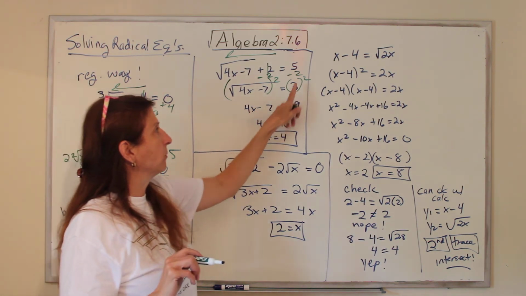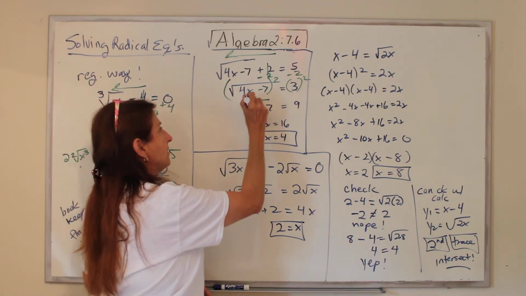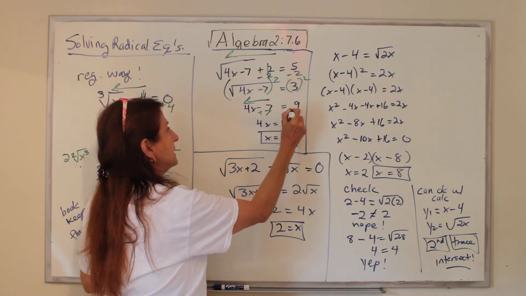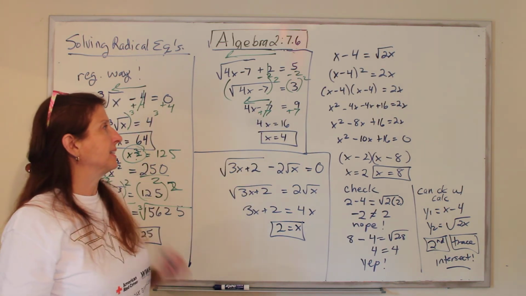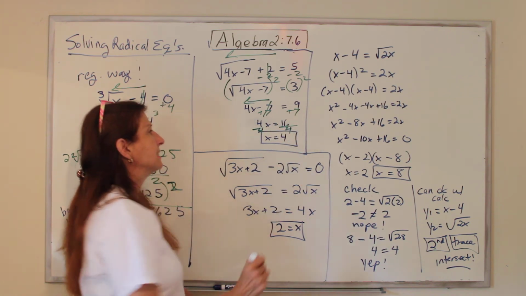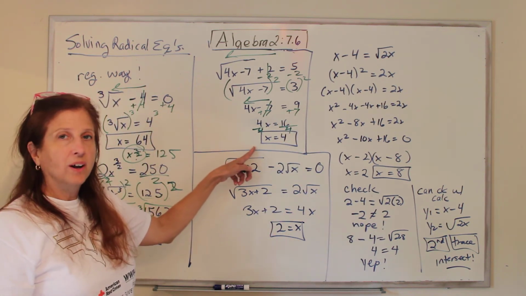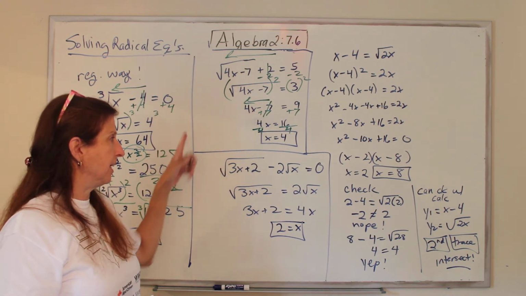4x - 7 equals 3 squared, which is 9. Now, why is it not alone? It's got a 7 on it. We're going to get rid of the 7 first by adding 7 to both sides. 9 plus 7 is 16. Why is it not alone now? It's being multiplied by 4. 16 divided by 4 is 4. I'm pretty sure you did these in Algebra 1, so that shouldn't be too hard.